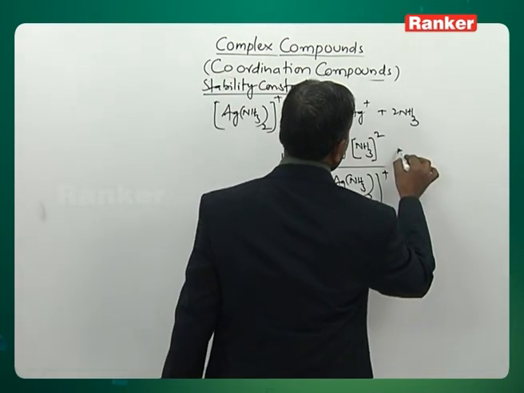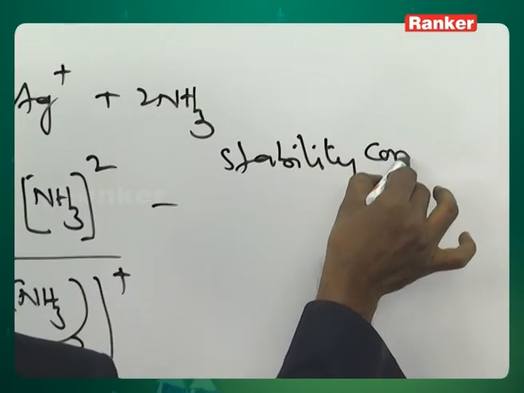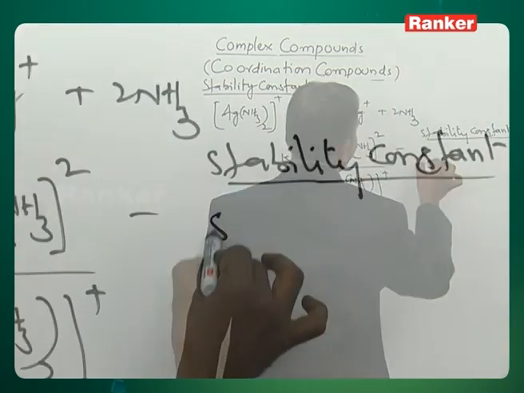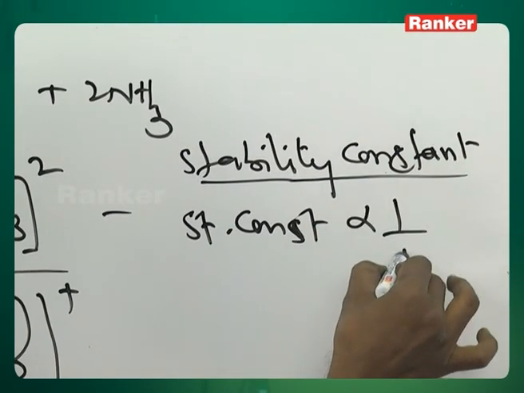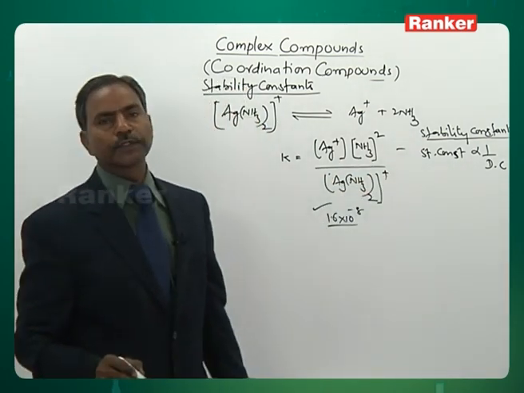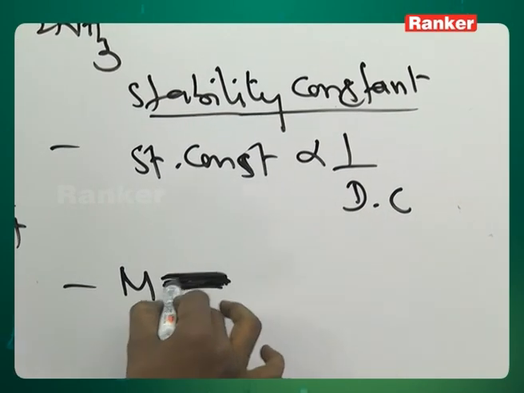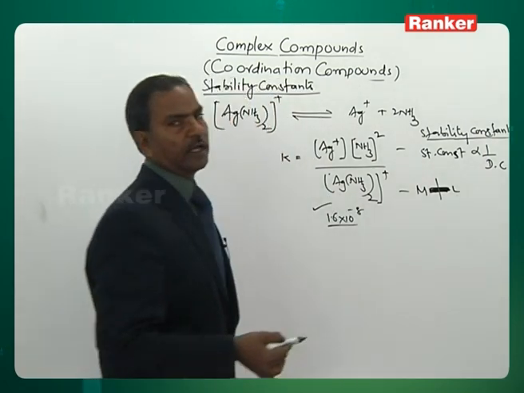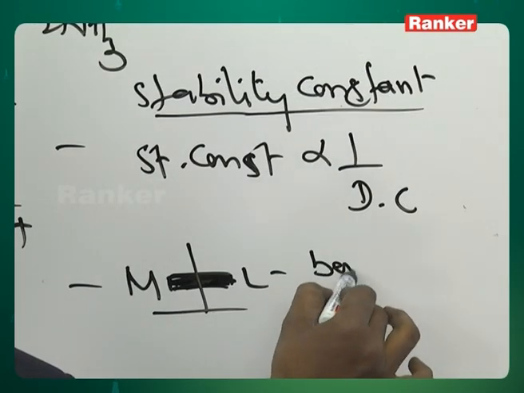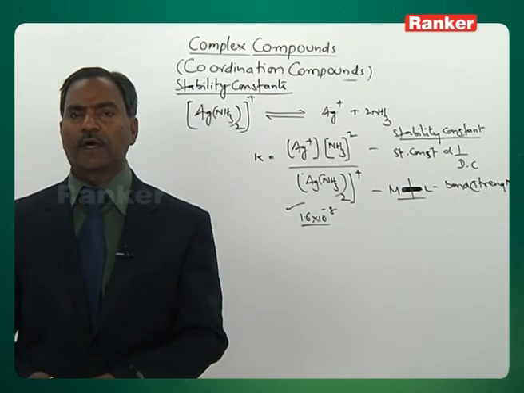Let me see the first definition of stability constant. Stability constant is inversely proportional to the dissociation constant. What is said? When the dissociation constant is very small, stability is more. Next, it is also a measure of metal-ligand bond strength. If the metal-ligand bond strength is very high, the stability constant is very high. It also gives information about the strength of the bond between metal and ligand. Greater the metal to ligand bond strength, greater will be the stability.